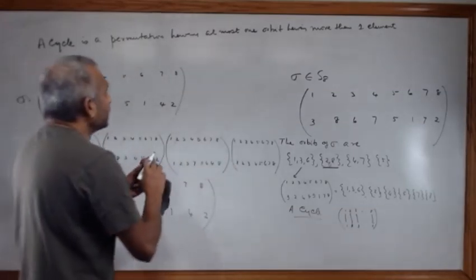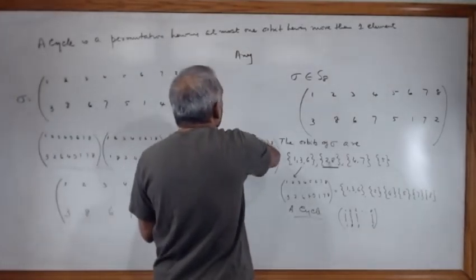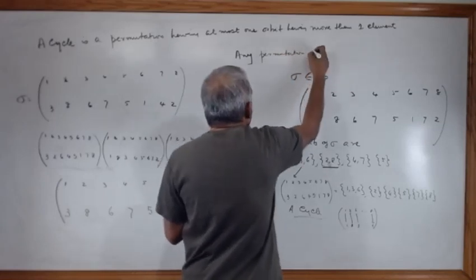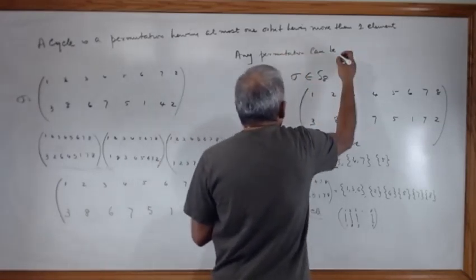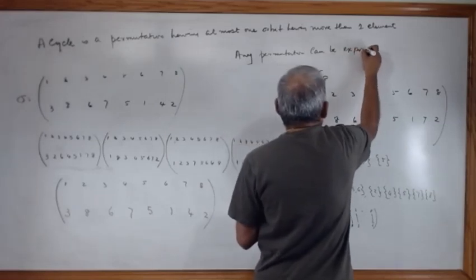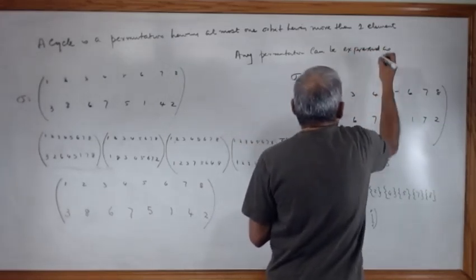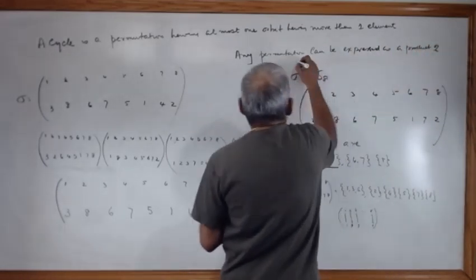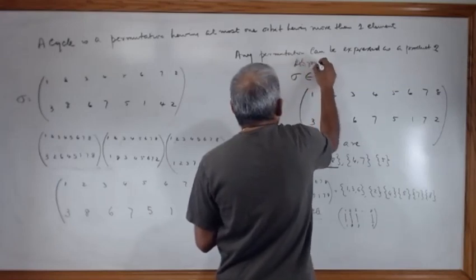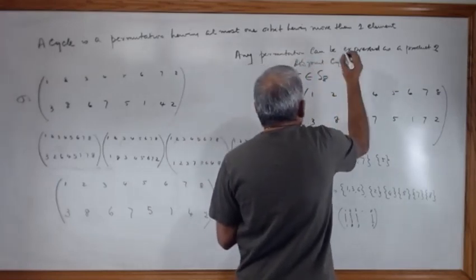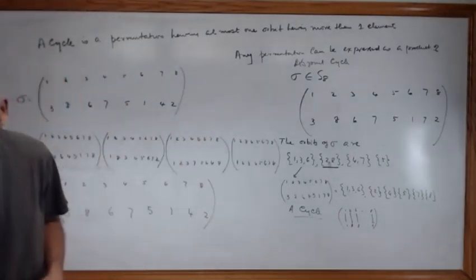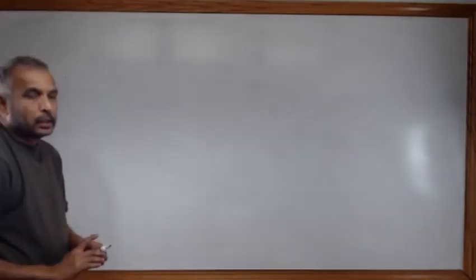So the result is: any permutation can be expressed as a product of disjoint cycles. This is an example and we are going to give you a proof. So the theorem is this.